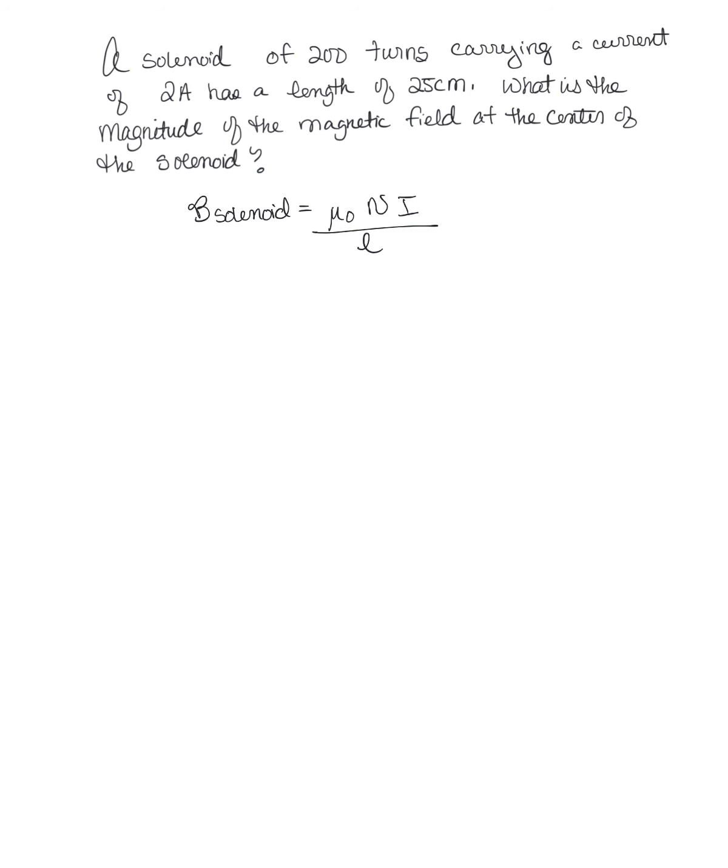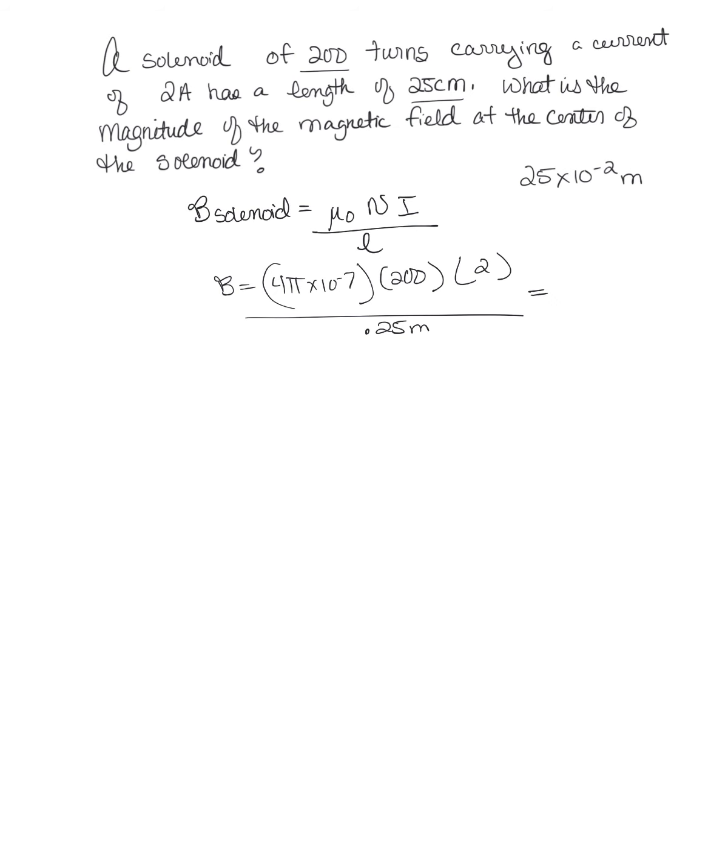Okay, and so we're just going to fill this in. So this is 4 pi times 10 to the minus 7. The number of turns was 200. And the current is 2 amps divided by the length of 0.25 meters. That's just the 25 centimeters converted to meters. If you're not comfortable with that, you can always divide by 25 times 10 to the minus 2 meters if you're not comfortable with converting on your own yet.